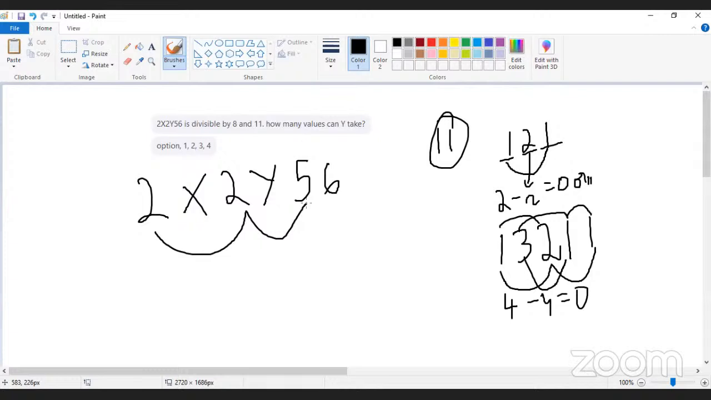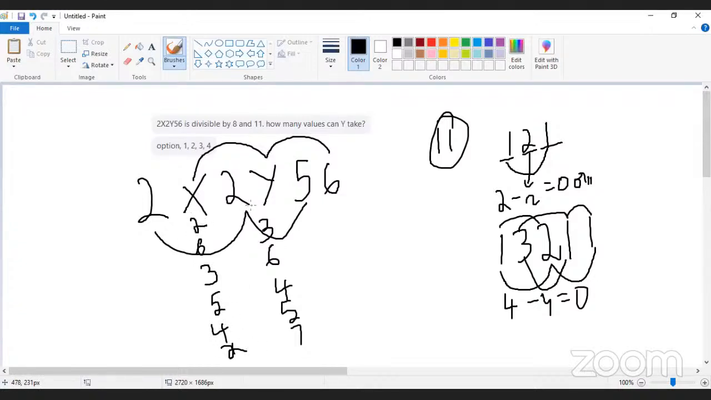So 9. 6 plus what number should come in these two places that should give you 9? 3. I'll have 6 and 3. Can I take 5 and 4? Will it make 9? Or 4 and 5? Or 6 and 3? Next, 1 and 7, or 7 and 1. Sorry, 7 and 2, or 2 and 7. All these things will give me 9.